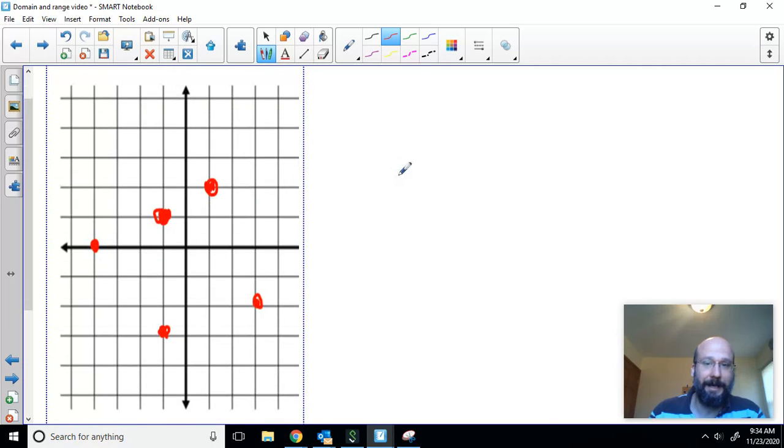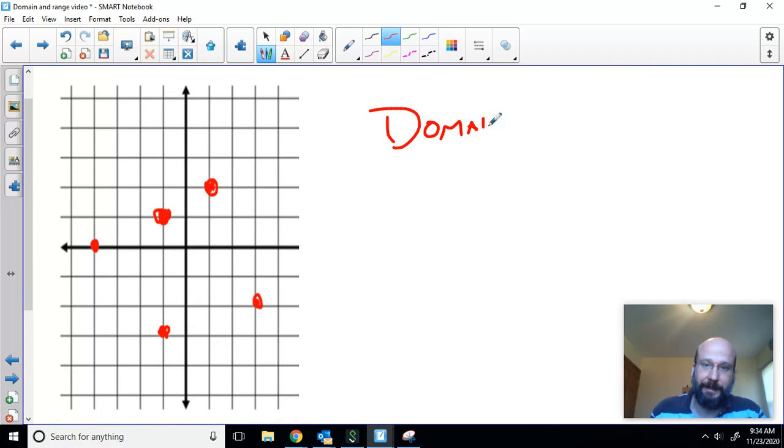Here's another graph. So I'm going to look at my domain. I'm going to look at my x values for each one of these points. I'm going to start here. This x value is 1, 2, 3, 4, is -4. This x value is -1. This one is -1. This one is also -1, but I don't have to write it twice. This one is +1, and this one is 3.